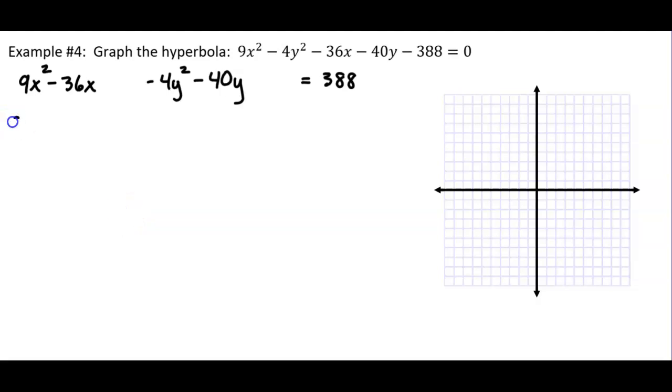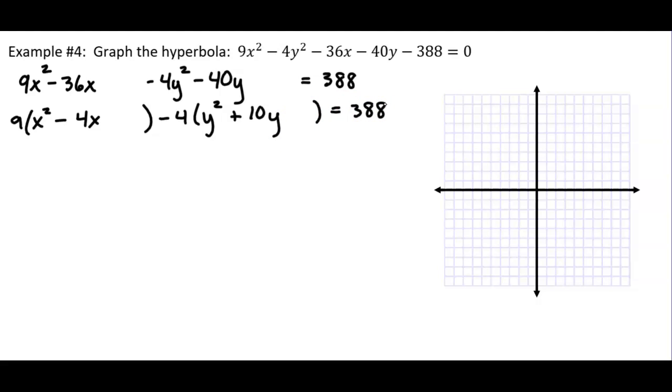So let's factor out a 9. I know what we're used to doing. Leave a little space, we know we're going to complete the square. Now here we're going to have to factor out a -4, so we need that y squared to be positive. So it's going to change the sign in the parentheses there.